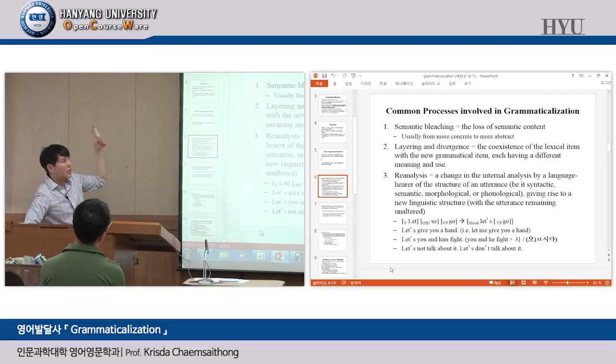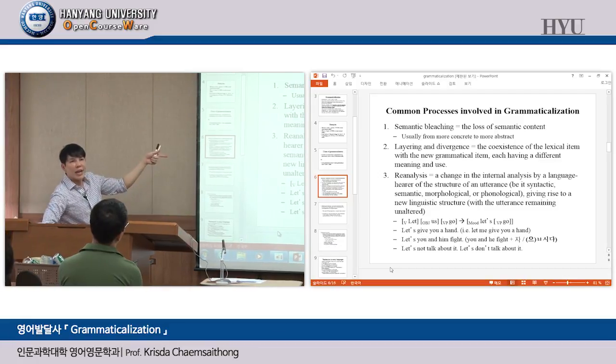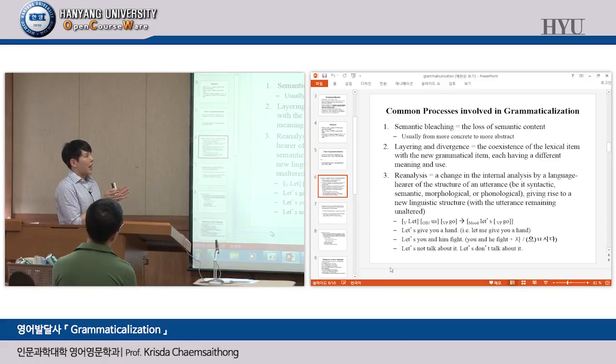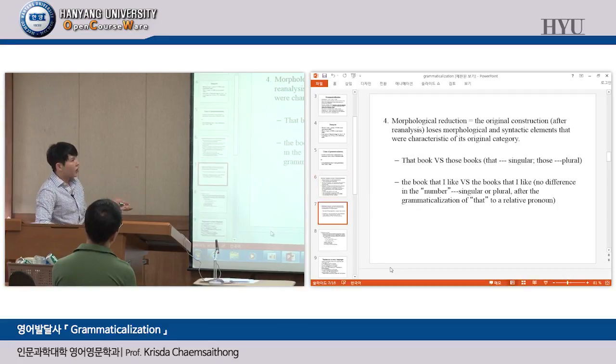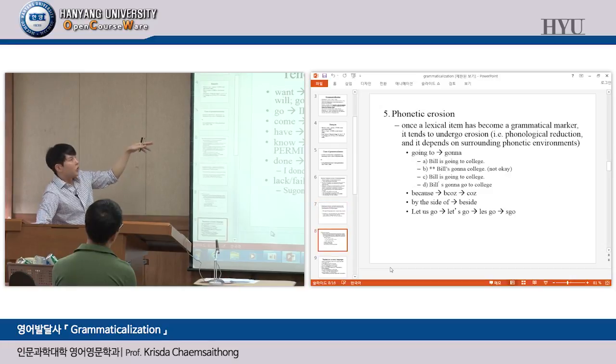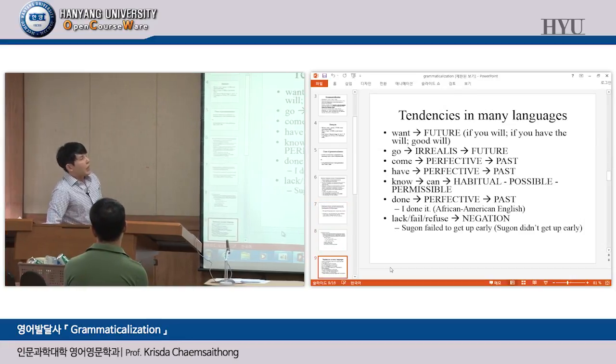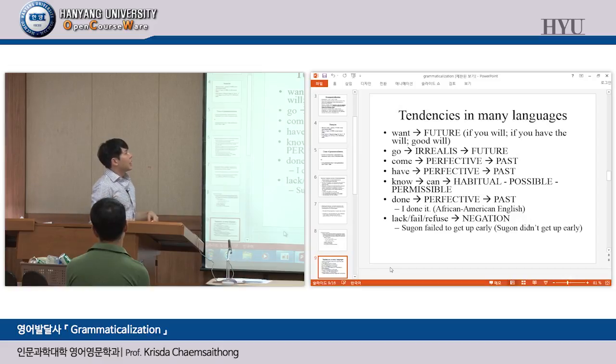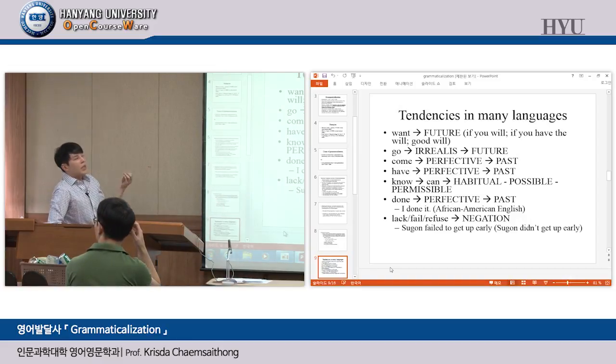Semantic bleaching, of course, there will be semantic bleaching. Reanalysis, divergence, two items develop their own ways of use, the old form and the new form, morphological reduction, and phonetic erosion. And in many languages, historical linguists witness these tendencies.